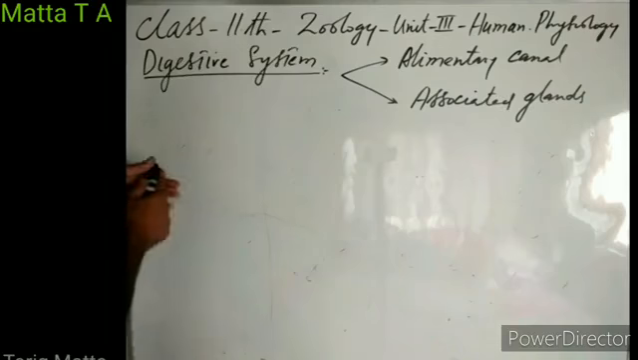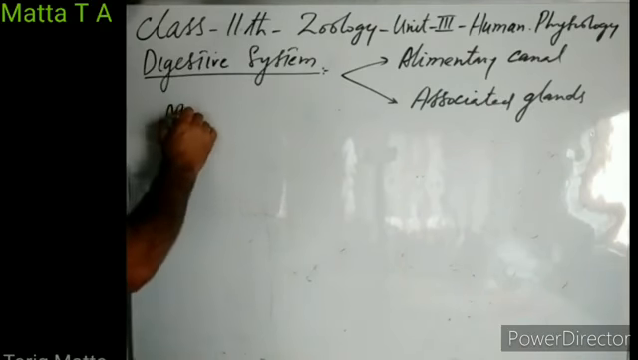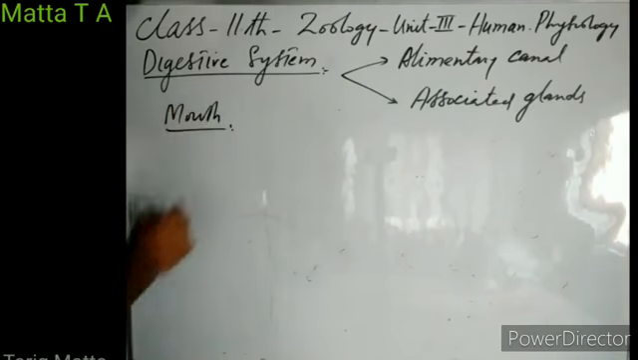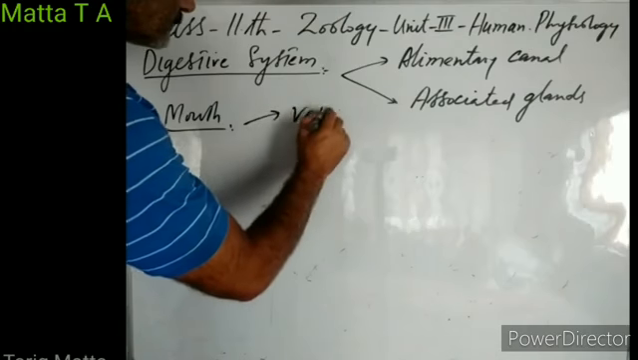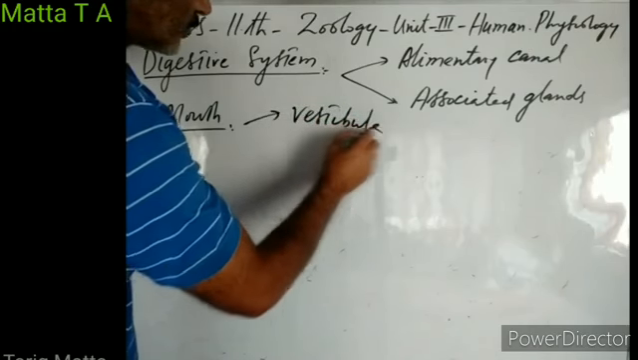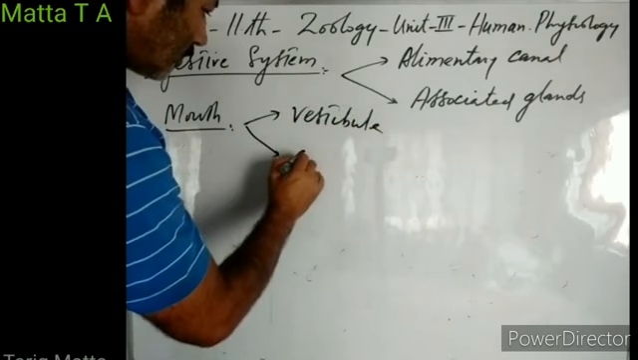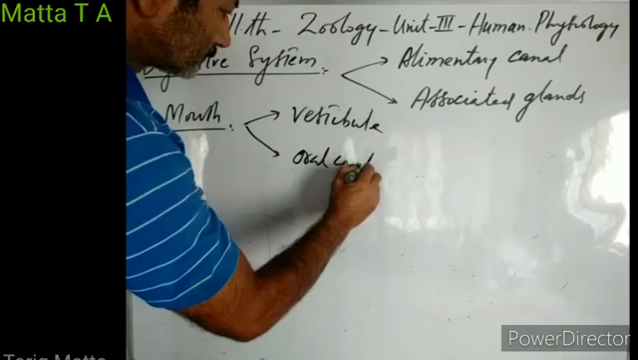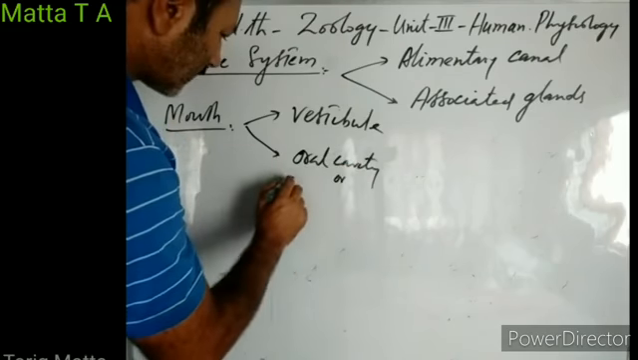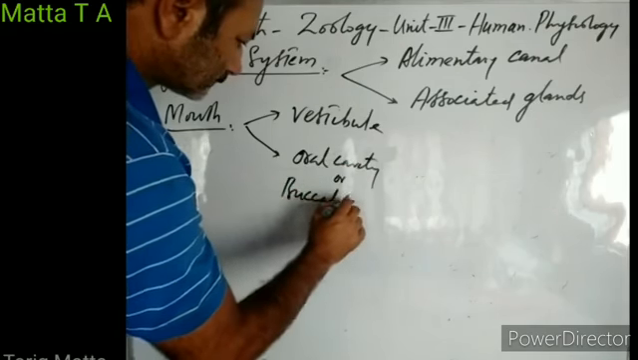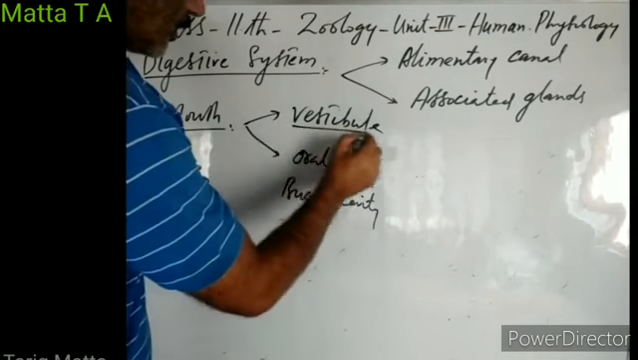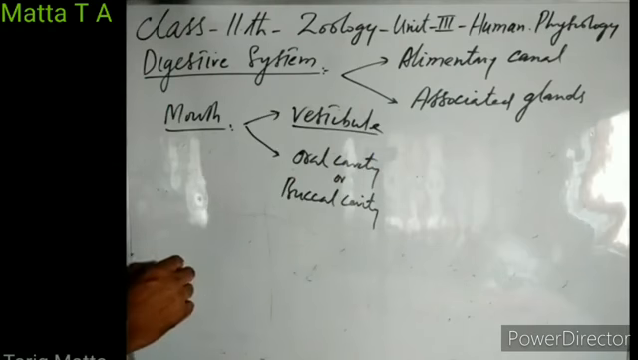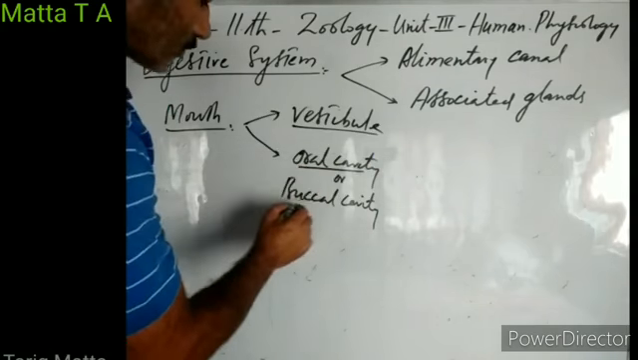Inside the lips, in the mouth, there are two cavities. One is known as the vestibule or vestibular cavity, and another is known as the oral cavity, or we also call it the buccal cavity.